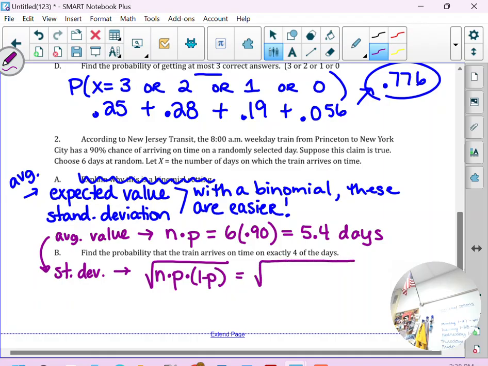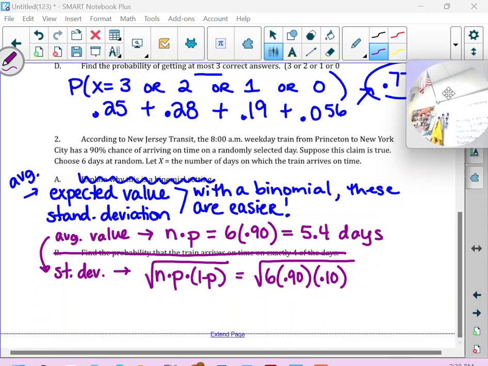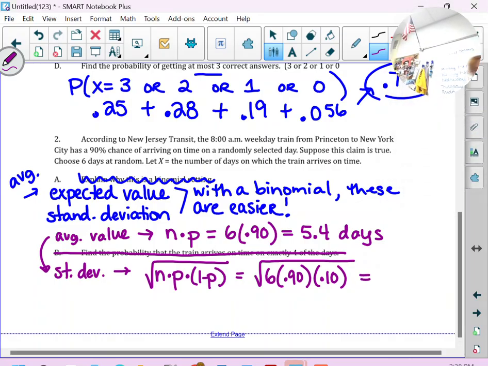So in this problem, in 6 days, we've got a 90% chance of being on time. That's p. We've got a 10% chance of not being on time. If I take that product and then take the square root of that, you've got to remember to do the square root. That's going to be about 0.73.